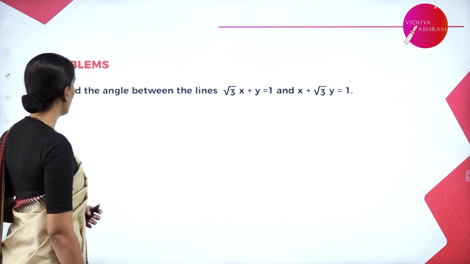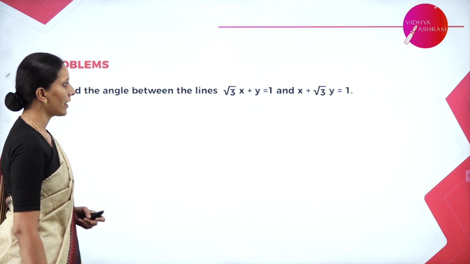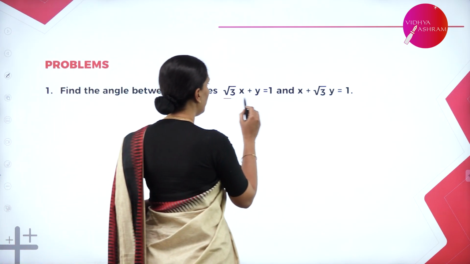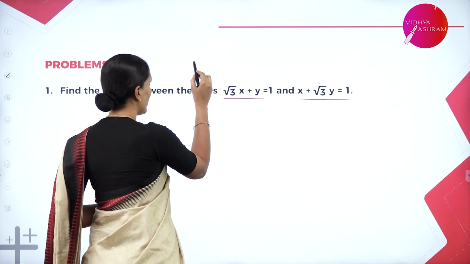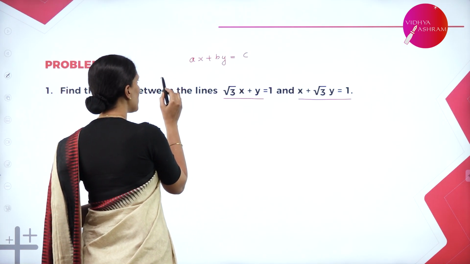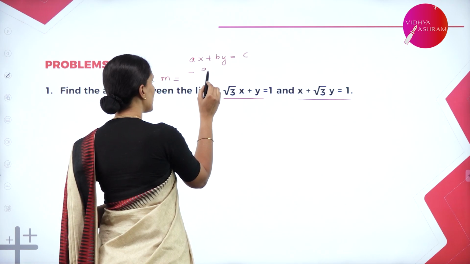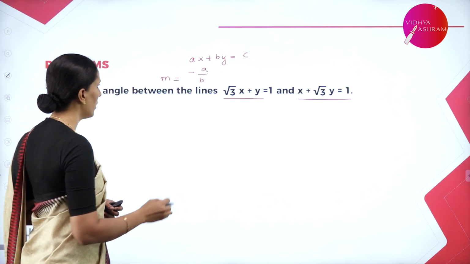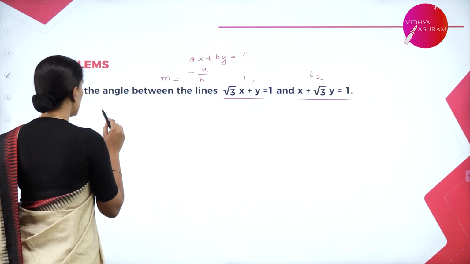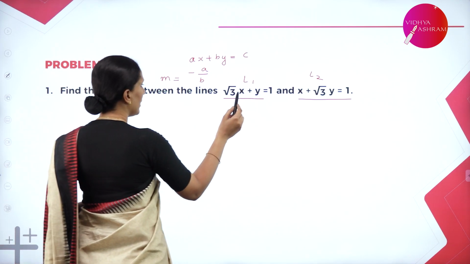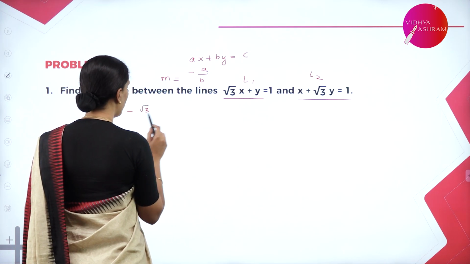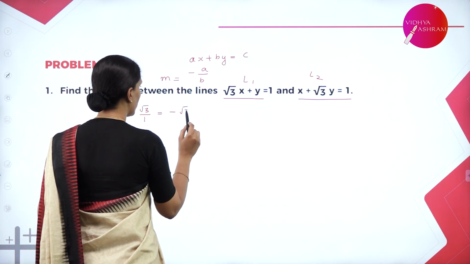Next we will take up a problem. Find the angle between the lines root 3 x plus y is equal to 1 and x plus root 3 y is equal to 1. You can see here, this is in the form of a linear equation, ax plus by equals c. I already told you the slope m can be written in the form of minus a by b. So let me consider this as line L1 and this as line L2. Then the slope m1 is written in the form of minus a by b, where a is root 3 and b is 1, which is equal to minus root 3.